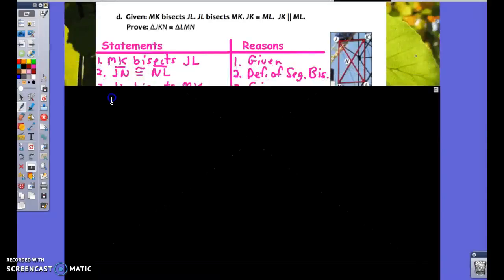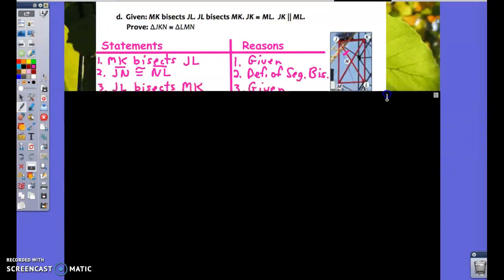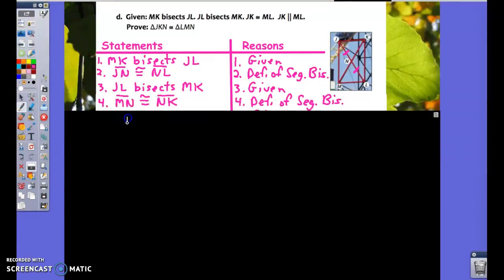They gave us kind of a different diagram over here, so I'm going to have to review a couple things at a time. But they said that MK bisects JL, so that means that we could say segment JN is congruent to segment NL. So there's JN, and there's NL, so we know those two are congruent. We have some more information about bisecting, segment bisectors. So we have segment MN is congruent to segment NK.